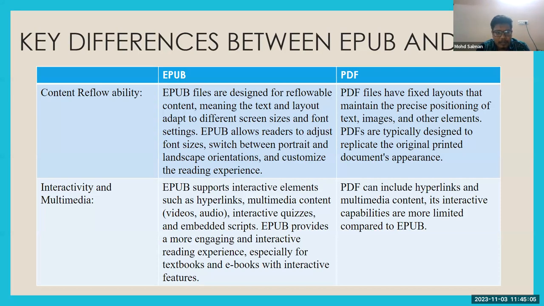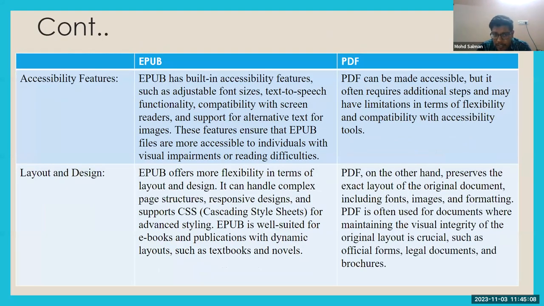The next slide is accessibility features. The EPUB has built-in accessibility features such as adjustable font sizes, text-to-speech functionality, compatibility with screen readers, and support of alternative text for the images. These features ensure that EPUB files are more accessible to individuals with visual impairment or reading difficulties. On the other hand, the PDF can be made accessible, but it often requires additional steps and may have limitations in terms of flexibility and compatibility with accessibility tools.